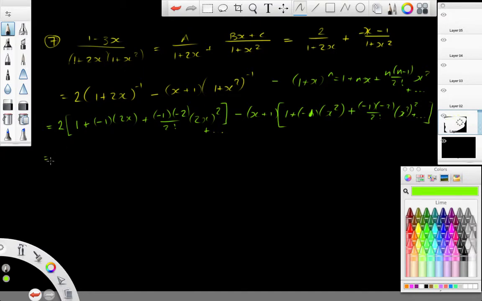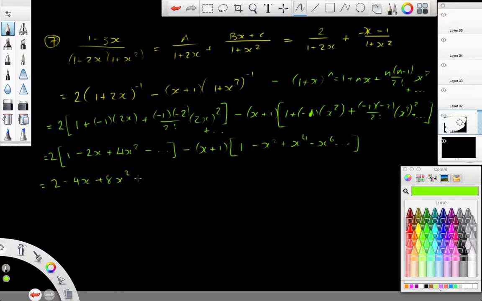So I'm going to tidy this up. We need 2 brackets 1 and then minus 1 times 2x is minus 2x, and then that becomes a plus 1, so it's going to be plus 4x squared, and then you're going to have a minus, carry on, minus x plus 1 times 1 minus x squared, and then we're going to have plus x to the power 4 minus x to the power 6, and so on. So it's going to give me, on a multiple, 2 minus 4x plus 8x squared.